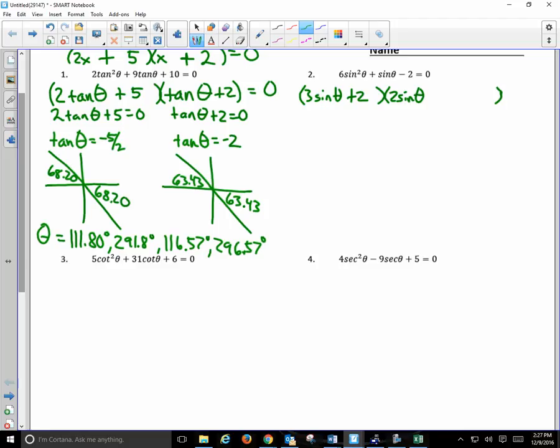+2 and -1. That will give me a 4 sine and a -3 sine, which adds to a +1 sine. Again, I check the middle and the outside. You can see I get a 4 and a -3 makes the 1 sine in the middle.